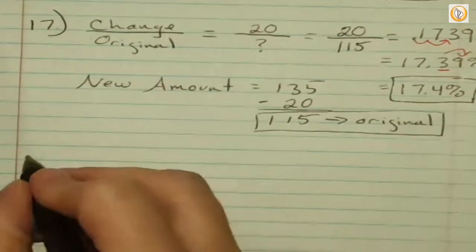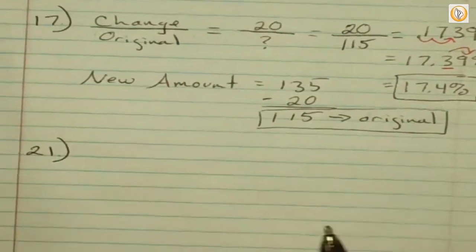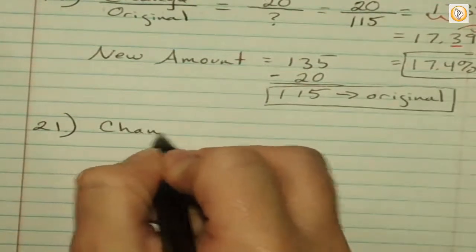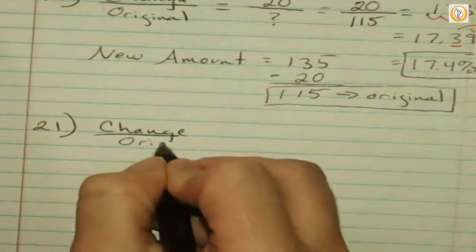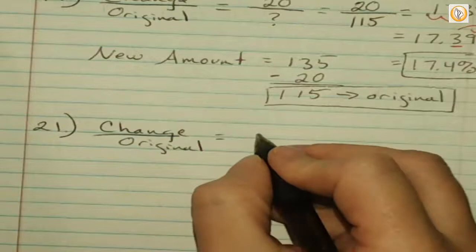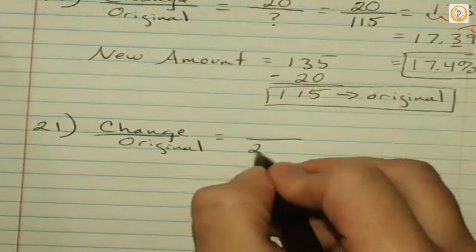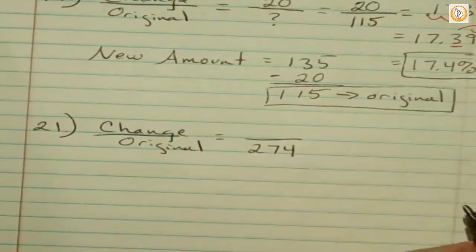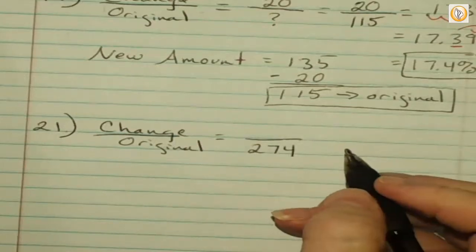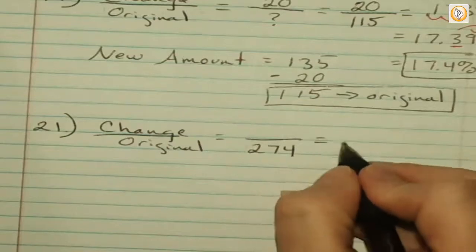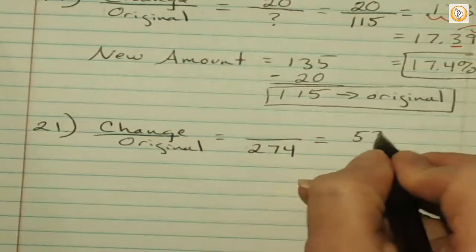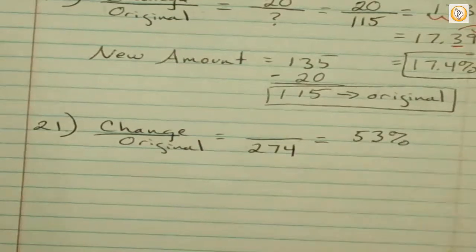What about 21? Let's look at 21. So this time they have the original. Remember, change over original. So the original amount is 274. We don't know what the change is. All we know is the percent increase. So whatever that is going to equal 53%, right?